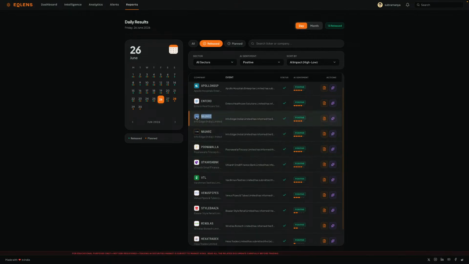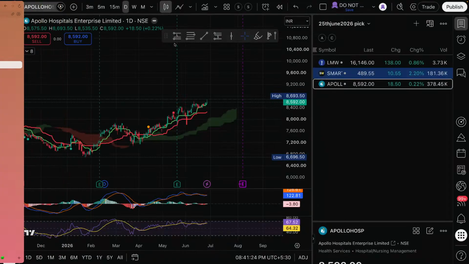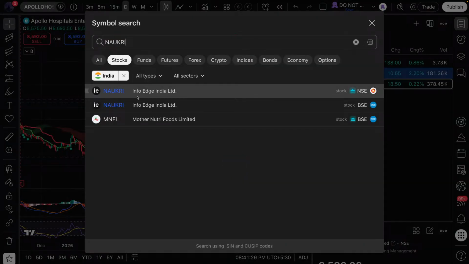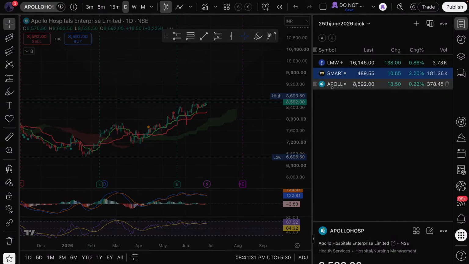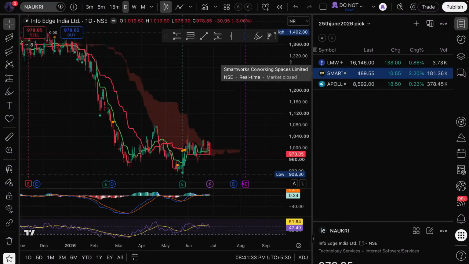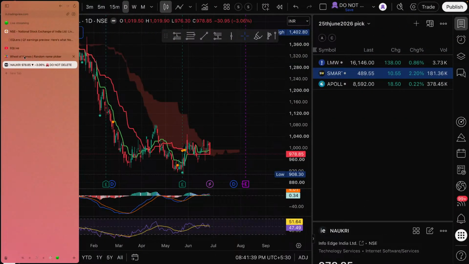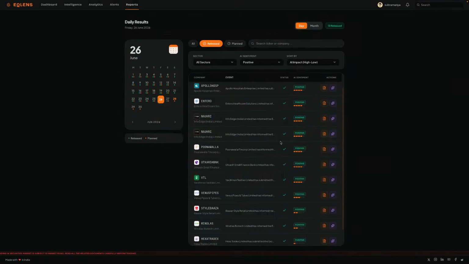I'm gonna just check the stock, how it's performing. It's there in the news for a few days. I have seen this before as well. Info Edge Limited. Ichimoku is red. Take candle. I don't see a. I don't want to waste the time on this. Let's go back. Nokri we skipped.